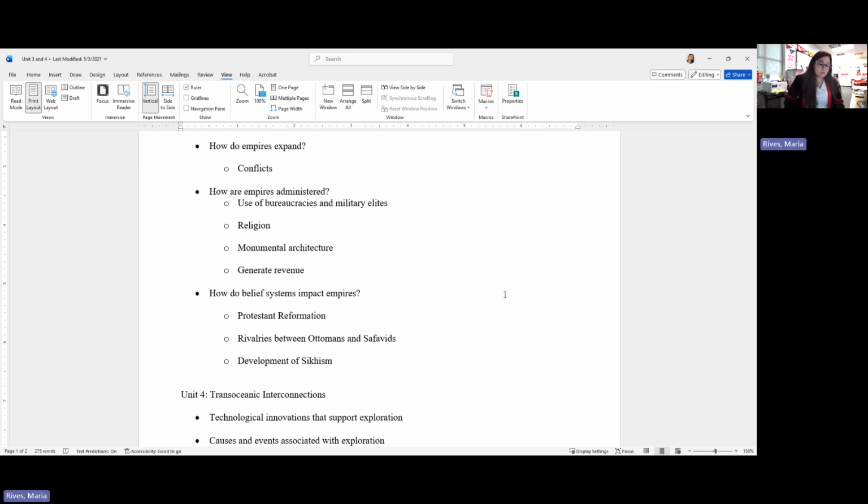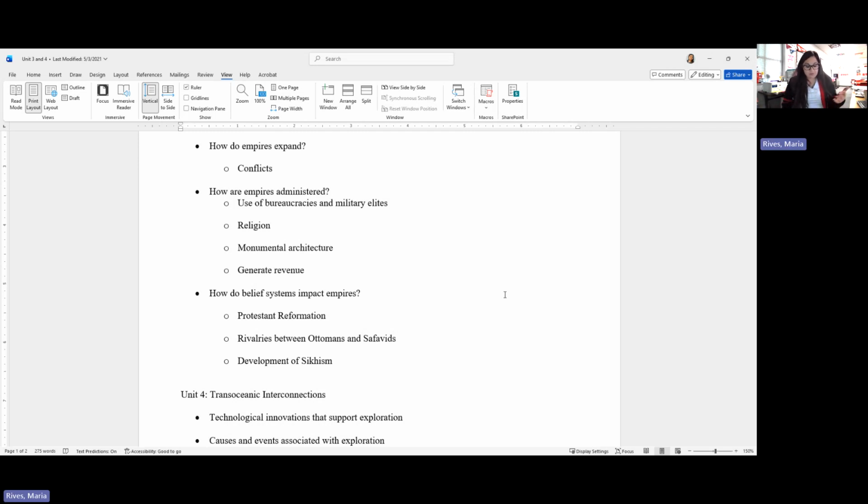The other one, oh, sorry, one more thing for Protestant Reformation. The Spanish control their nobles by using the Spanish Inquisition to scare the nobles from becoming Protestant. So that could go up with how our empire is administered. It could be an example of leaders curbing the nobles.